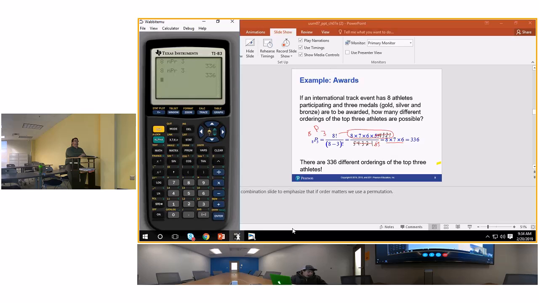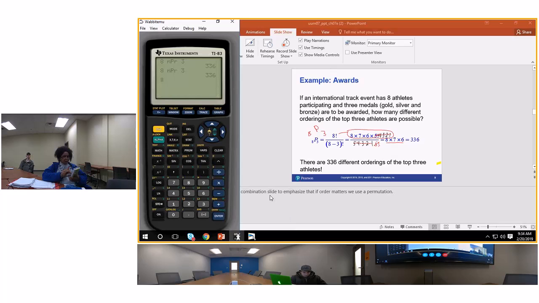Now remember, permutation is when you have order. What represents the order in this question? Gold, silver, and bronze.